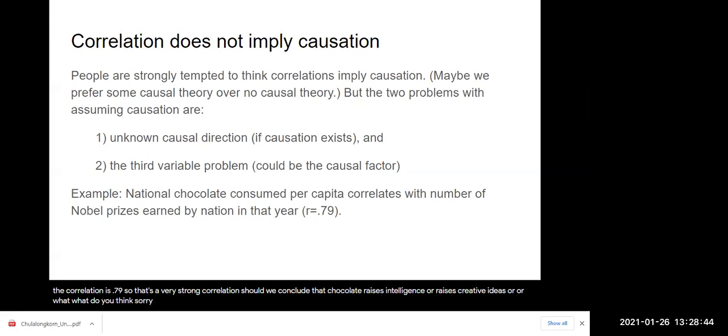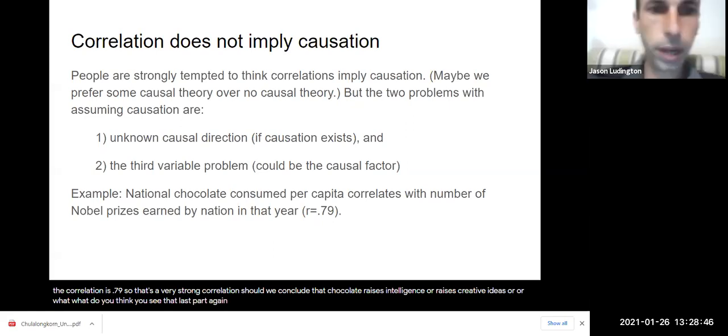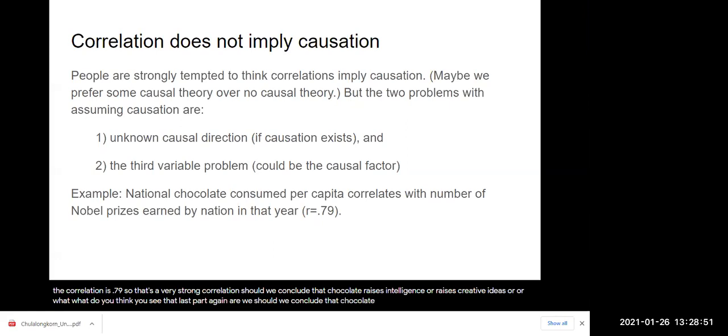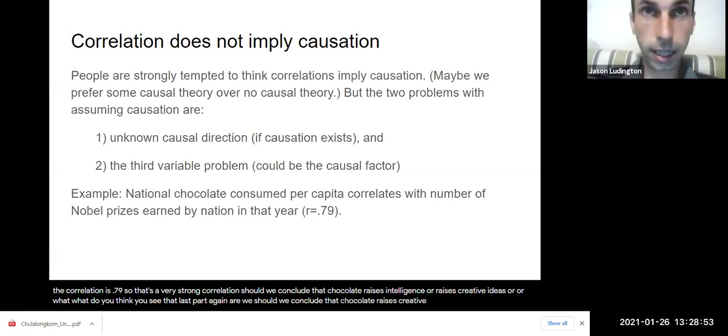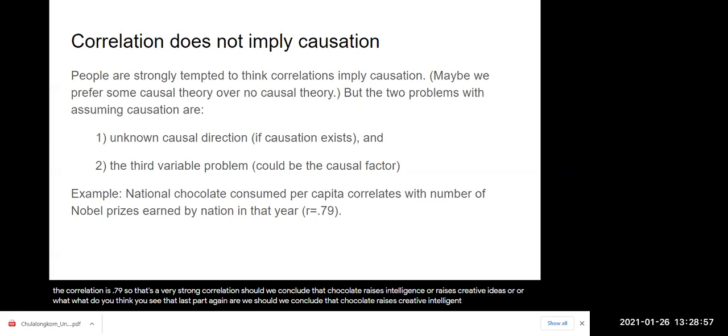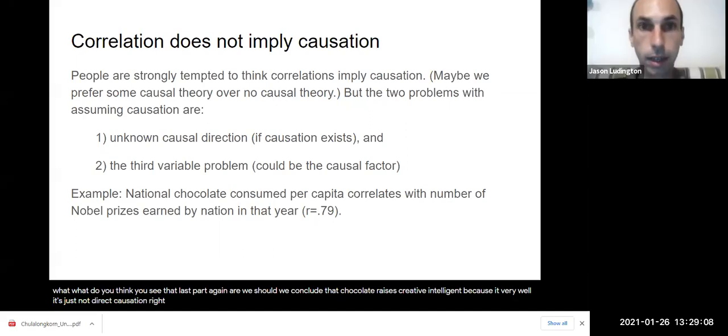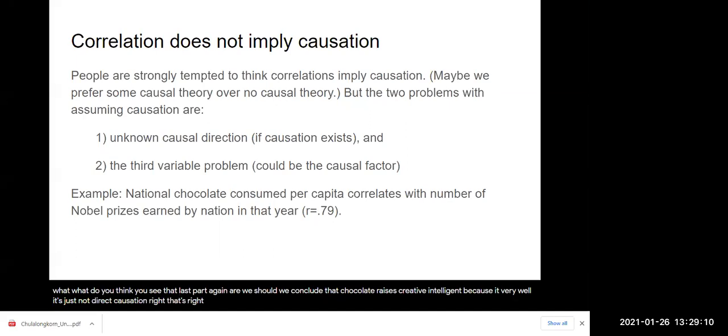Sorry, can you say that last part again? My Zoom is glitching. Should we conclude that chocolate raises creative, intelligent solution finding? No, because it could very well be just a coincidence. It's not a direct causation. It just relates to one another. Correlates. Right. Because maybe there are many more factors that can lead to the effect.